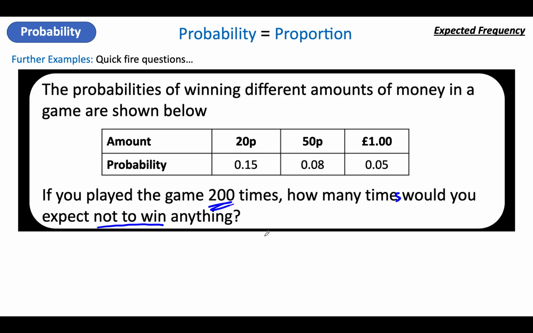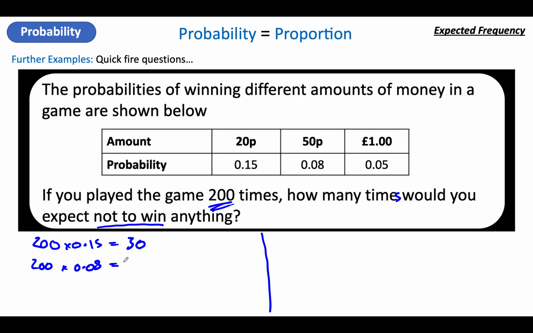Okay, two ways you can do this. So I'm going to split my screen down here. The easy way and the longer way. Let's show you the longer way first of all. If I played it 200 times, how many times do I expect to win? So you could work out the wins. You could do 200 times by 0.15. That'd be the number of times that I'd expect to win the 20p. Well, that's 30. It would be 200 times by 0.08 for the 50p.